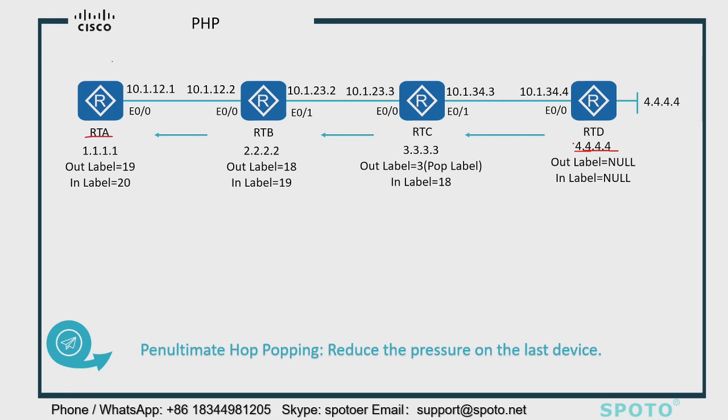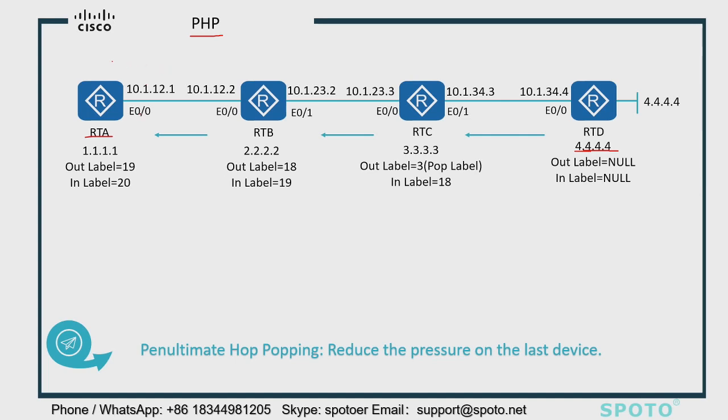Okay, so we have a very important function called PHP. It's called penultimate hop popping. It's used to reduce the pressure on the last device. So it means when RTA tries to visit RTD's network segment, RTA will send the packet here.